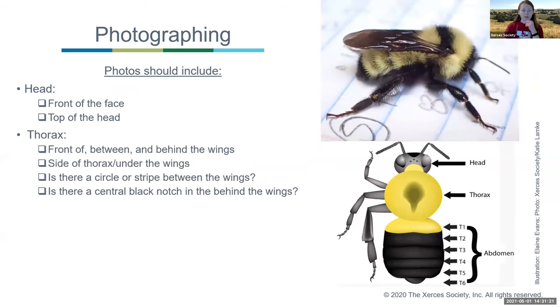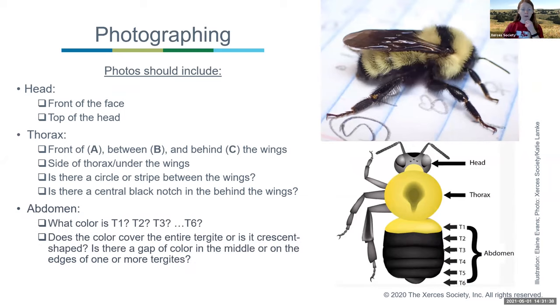Your photo should also include a clear image of the thorax, whether that's top down or from the side, but we need to be able to see the colors as well as if there's any patterns. Is there a spot on the thorax? Is there a stripe between the wings? And then we need to be able to see all the different abdominal segments. So what color is each of the tergites? Again, you can do this using multiple photos. You can submit up to 5 photos.